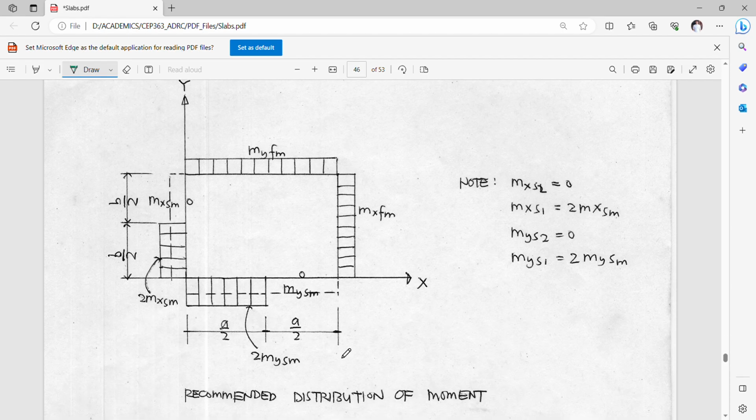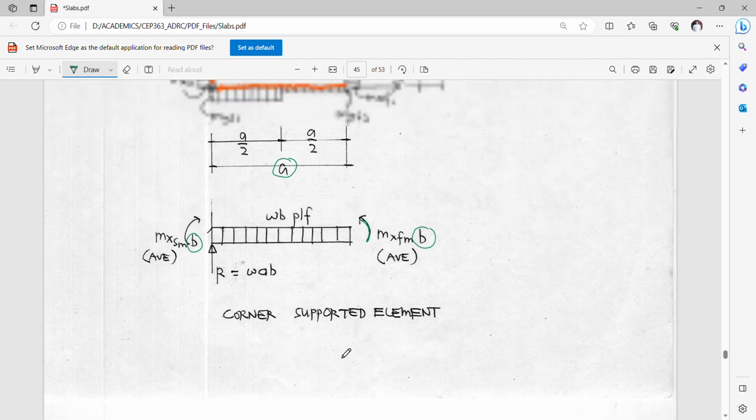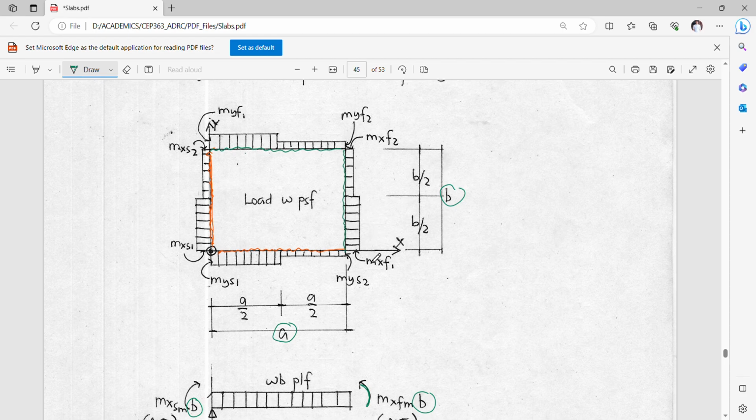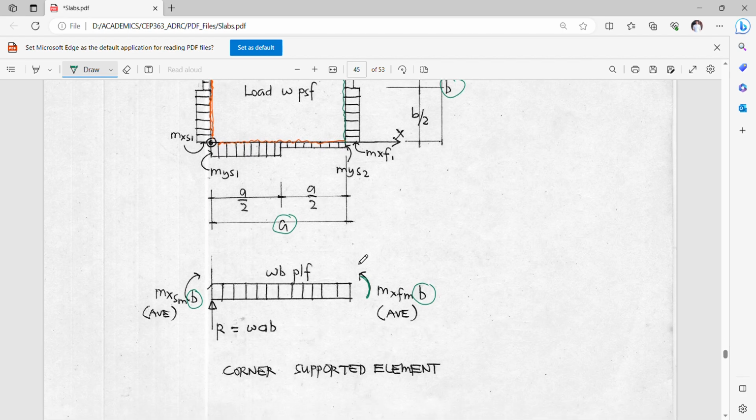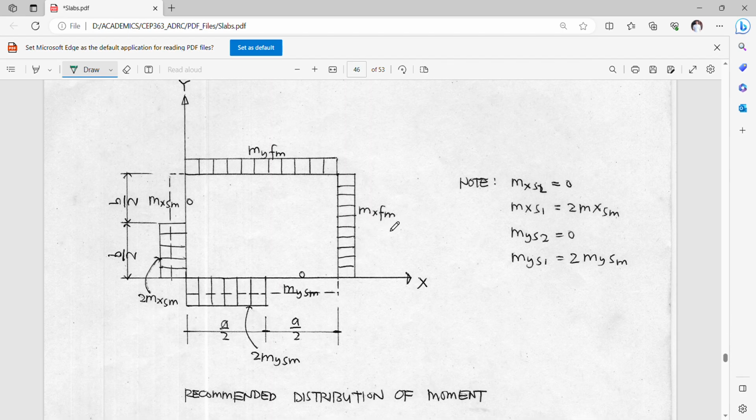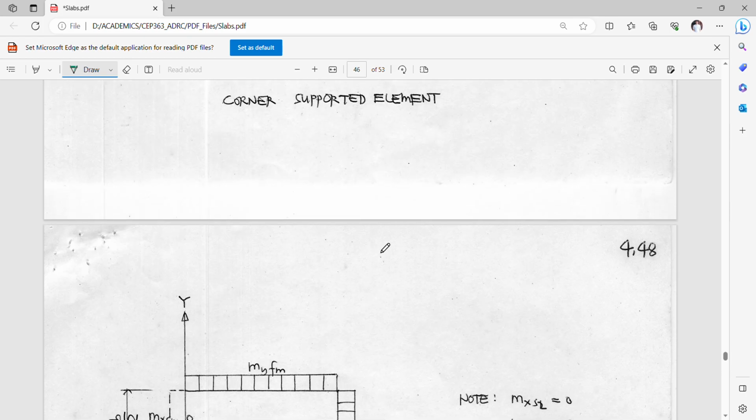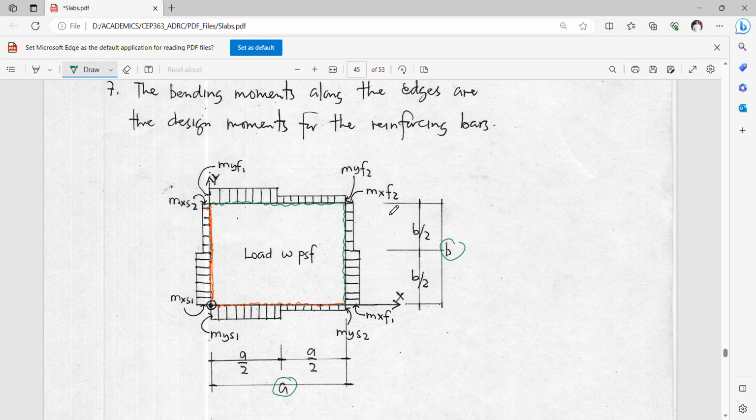Okay, furthermore, if we are going to look at a simpler assumption for the purpose of computation, we can actually assume a distribution here in the positive mid-span directions along both axes or both directions to be an average, a mean, of the positive moment here, F1 and F2. Likewise here in the y direction, F1 and F2.